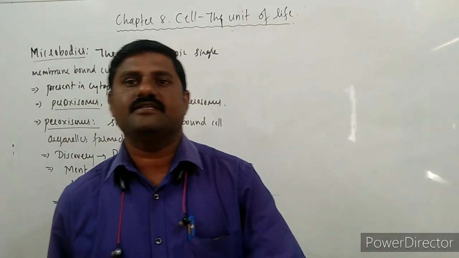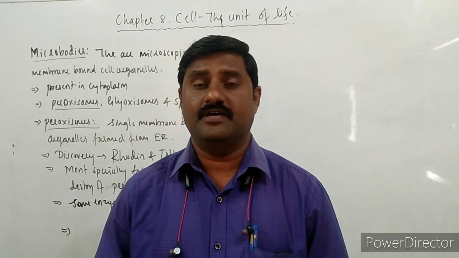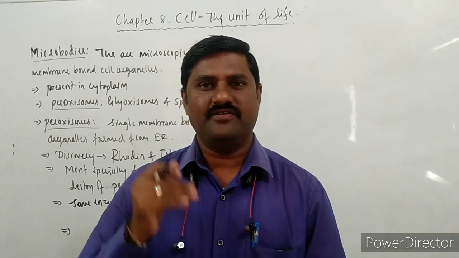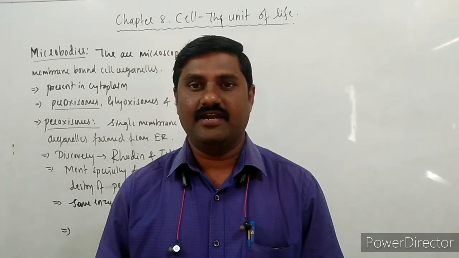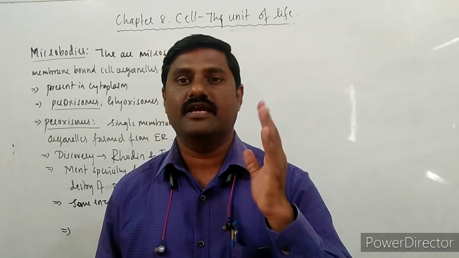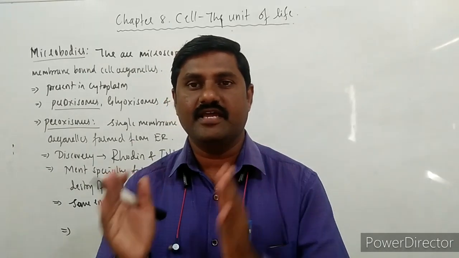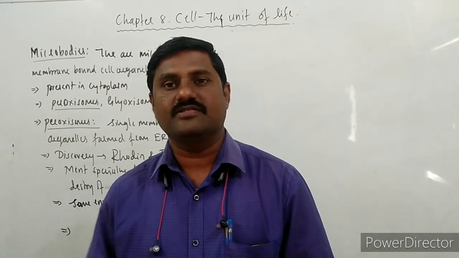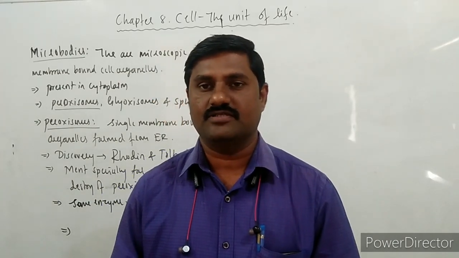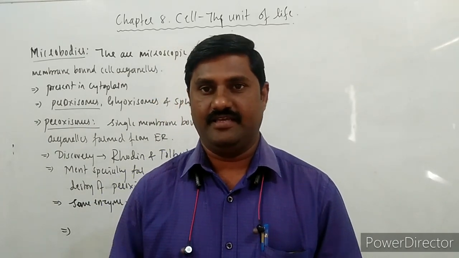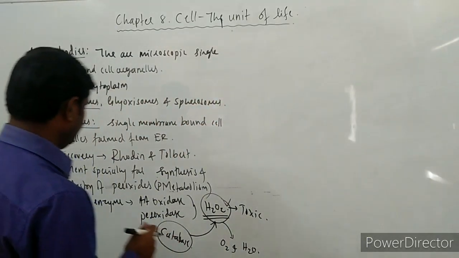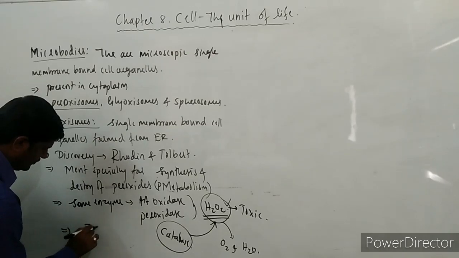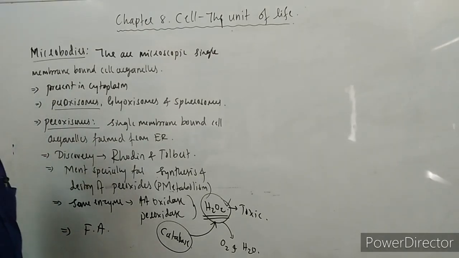Catalase is the fastest enzyme, like carbonic anhydrase, so it acts very fast. It is one of the marker enzymes present inside the peroxisome. And these peroxisomes also help in the oxidation of fatty acids.